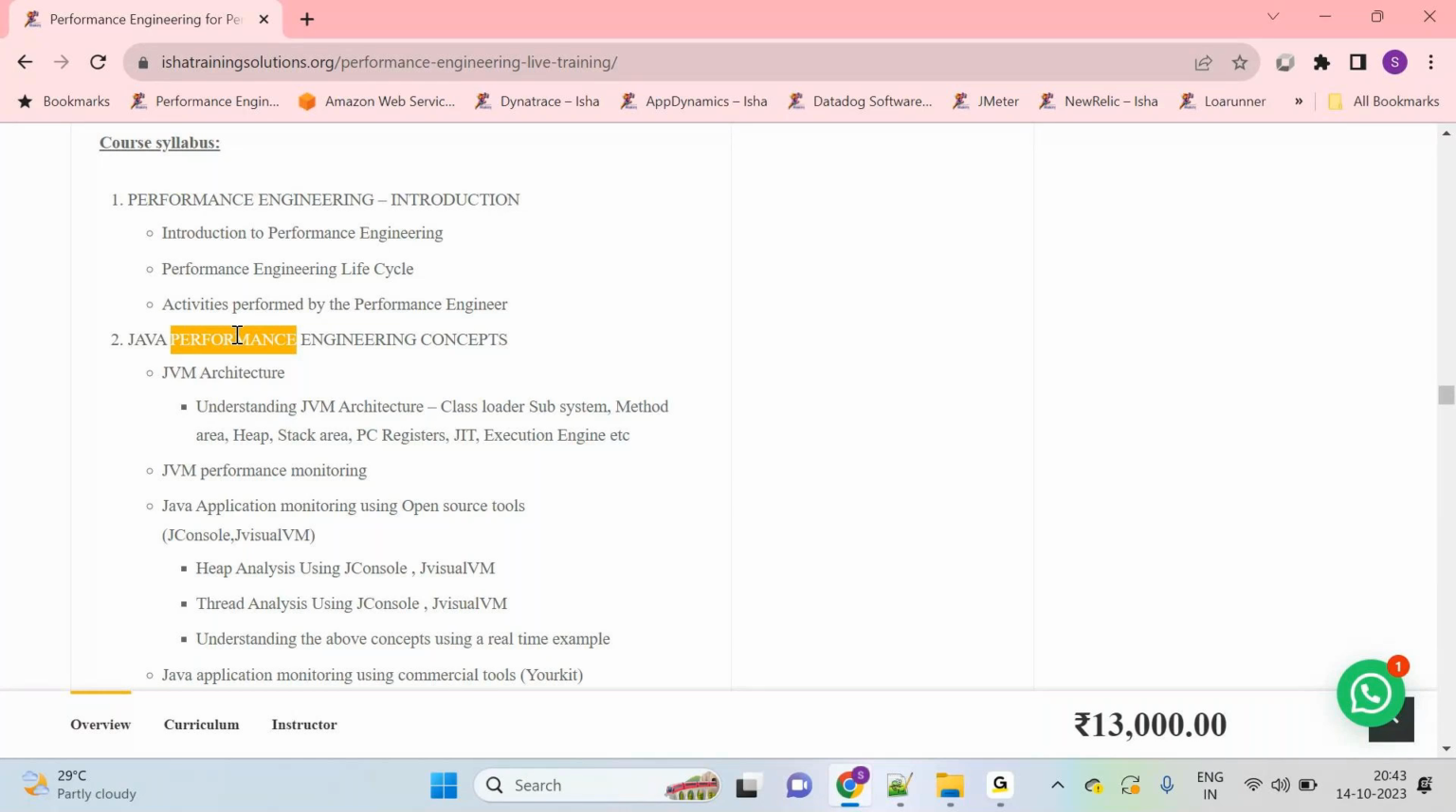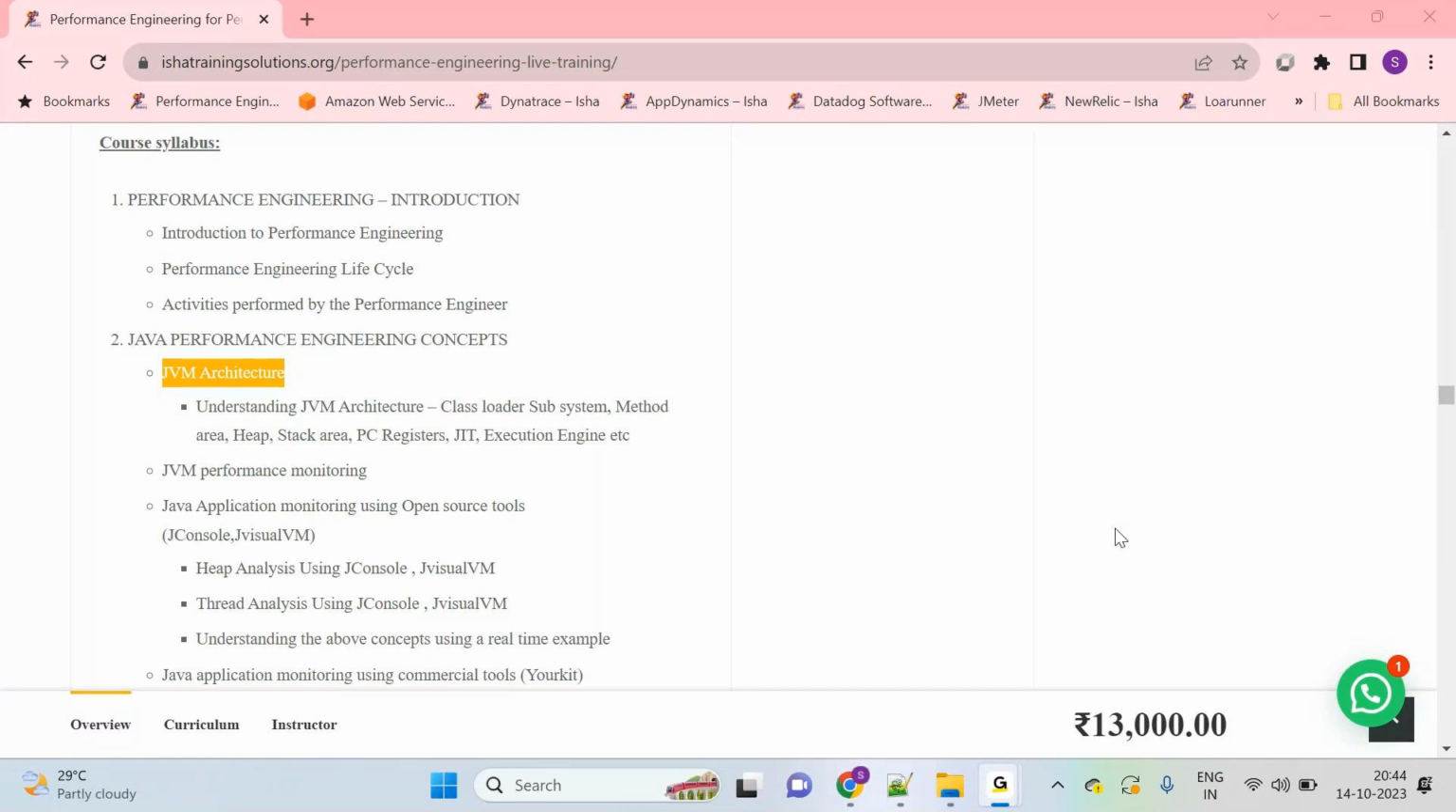Java performance engineering concepts. The fundamental thing, right from the basics, that we are going to learn is the JVM architecture, the Java Virtual Machine architecture. Because any Java program or software that you are running is actually going to run where? In the JVM only, the Java Virtual Machine.